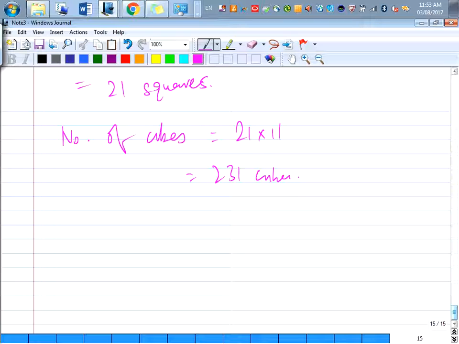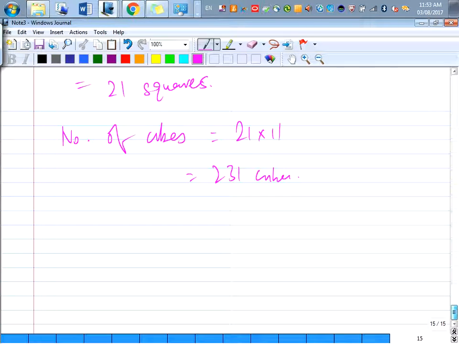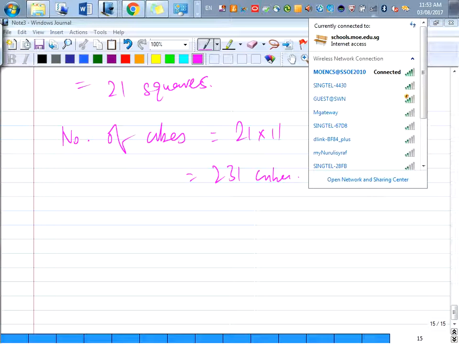Which one? What is it that you want to know about the polygon? The number of sides, is it? Who else haven't copied it? The number of sides for the polygon. So it's just you lah, then you watch the video. Okay? Question 15 now.